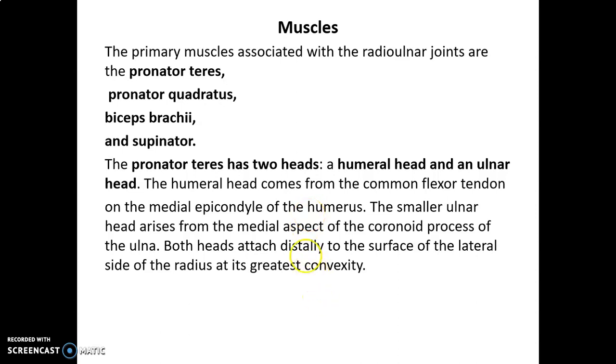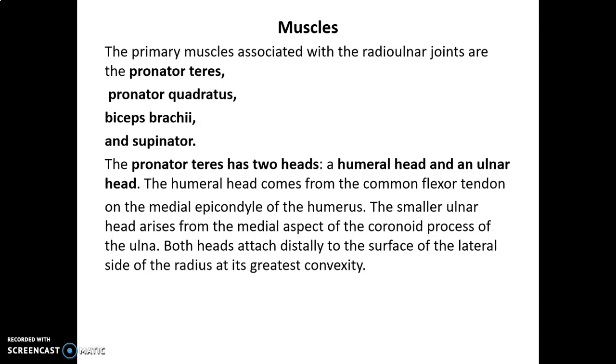Dear students, we are in the chapter elbow complex, and we are now heading to the 13th part. So now we'll discuss the muscles of the forearm, that is, the superior and inferior radial ulnar joint.